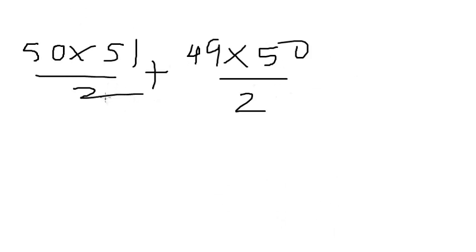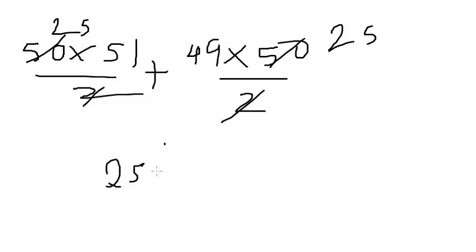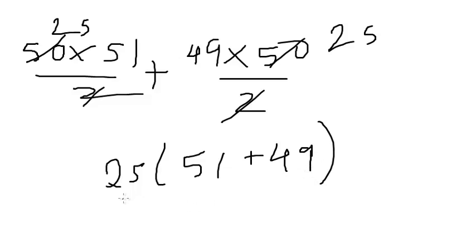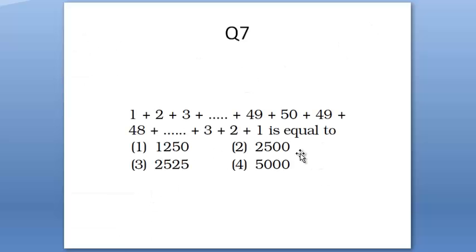Alright, so from this we can simplify. This becomes 25 and this becomes 25. So as you can see, 25 is common. We can take 25 out and you're going to get 51 plus 49, and this gives us 100. 100 into 25 is 2,500. 2,500 is your answer. Alright, let's look at the next question.